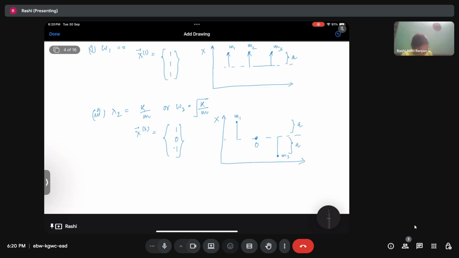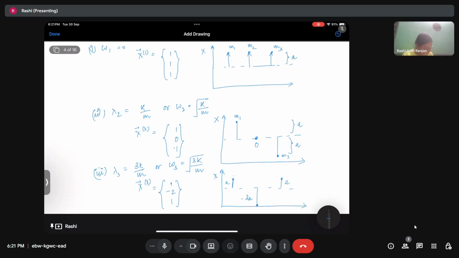Coming on to the third mode shape, with frequency under root of 3k by m. What is going to be the eigenvector? It will turn out to be 1, minus 2, 1. So if we now try to plot it, it will be a, minus 2a, a for masses m1, m2, m3. This is the third mode shape.